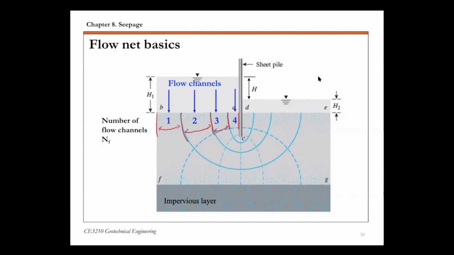So think of this flow channel as a pipe. Water flows through this flow channel from upstream to downstream. And NF is the number of flow channels. For a given flow net, you can read that number of flow channels from the flow net. So for this one, we have 4. So the number of flow channels for this flow net is 4. So we have 1, 2, 3, 4 here.